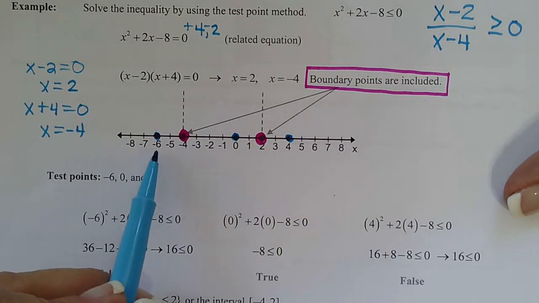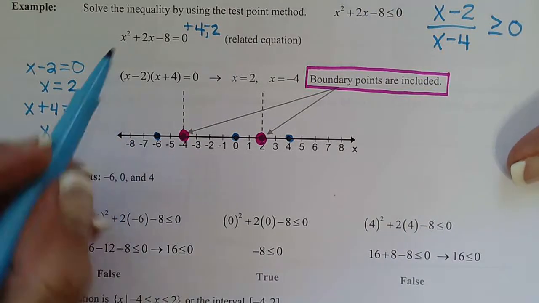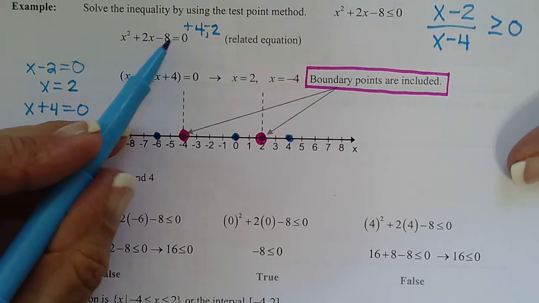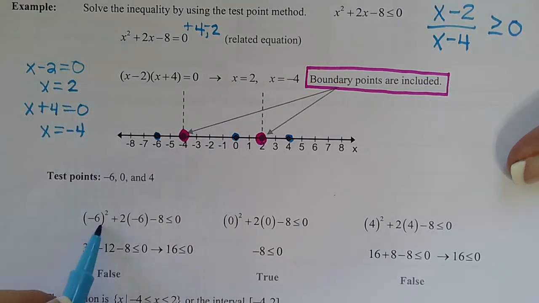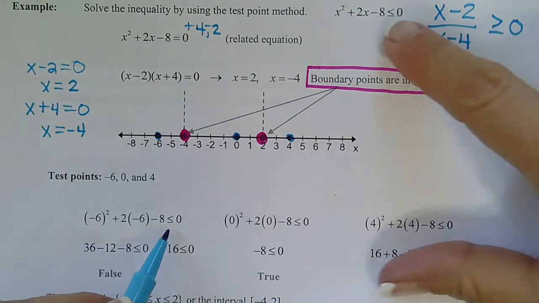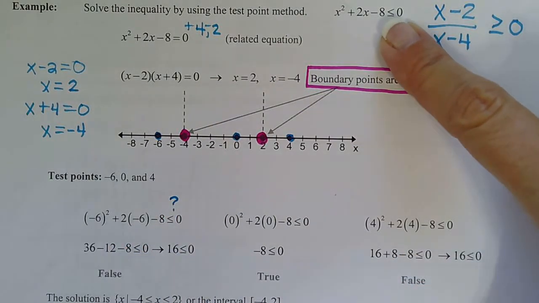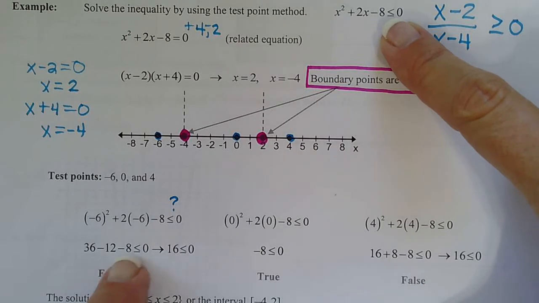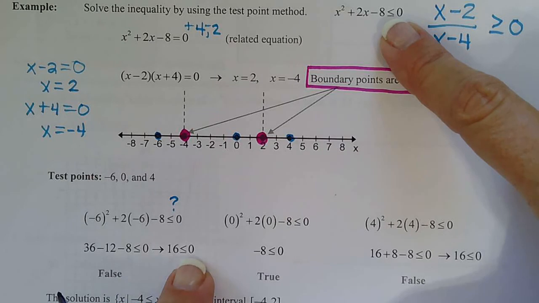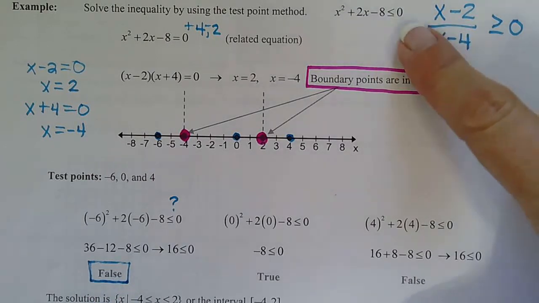So now we take our test point and we plug it in and test it. So that means you take -6 and you put it up here everywhere you see x. So -6 squared plus 2 times -6 minus 8. Is that less than or equal to 0? So 36 minus 12 minus 8 is, what is that, 16? Is that less than or equal to 0? No. So that's false.